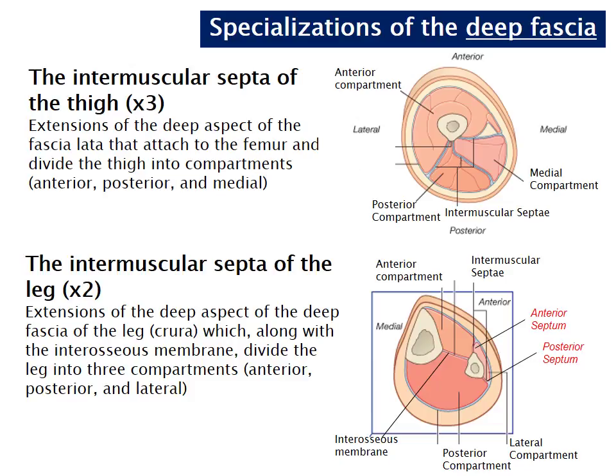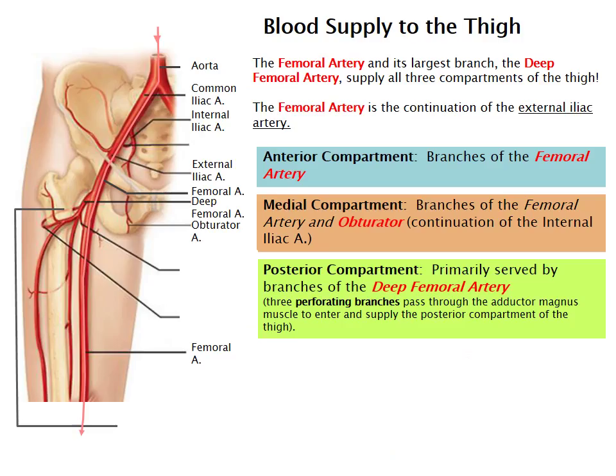So this is just another view of those intermuscular septa. Up here in the thigh, we have three of them. Three intermuscular septa helping to form three compartments of the thigh, along with the femur helping to separate those compartments.